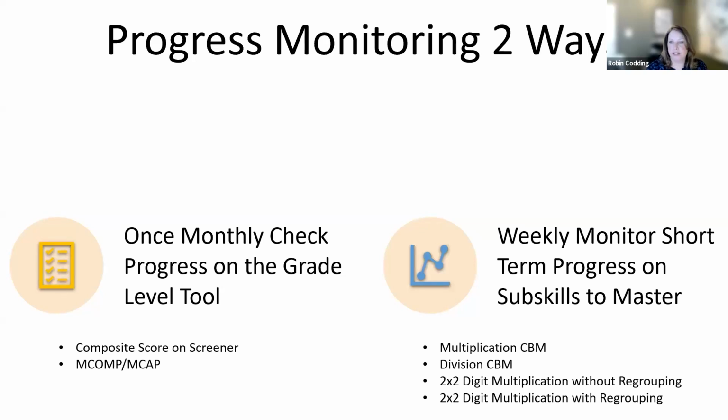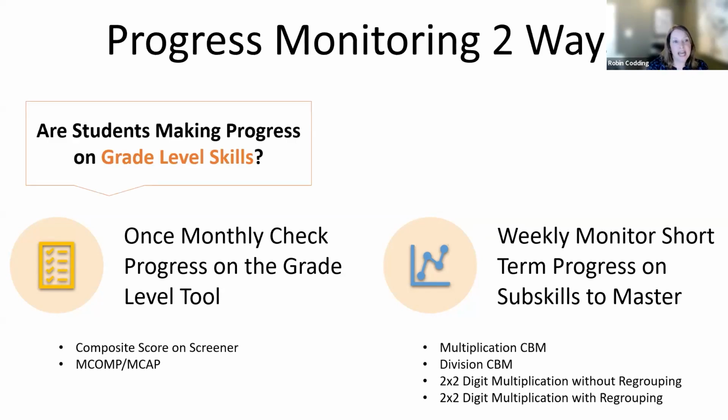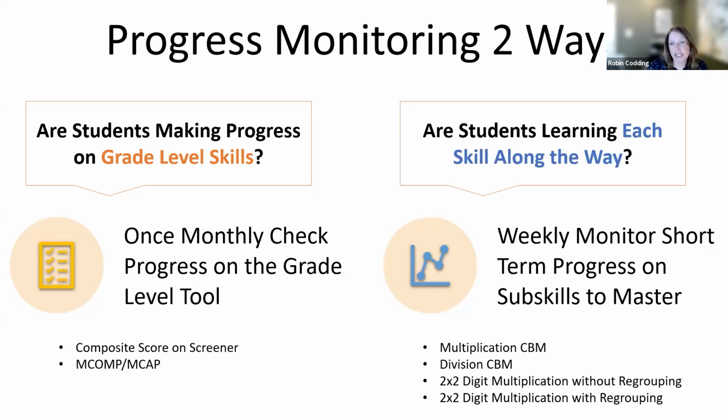In this case, we said we were going to monitor weekly short-term progress on multiplication using curriculum-based measurement and division using curriculum-based measurement. And then later, when students master those skills, in this example that I showed you, you might move to 2 by 2 digit multiplication with and without regrouping. So that's how you would monitor many of these different skills along the way as students master them, periodically checking those grade level skills as well. And that allows you to answer, are students making progress on grade level skills, and are students learning each sub skill along the way?